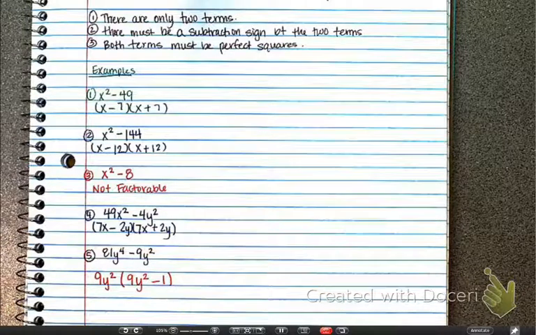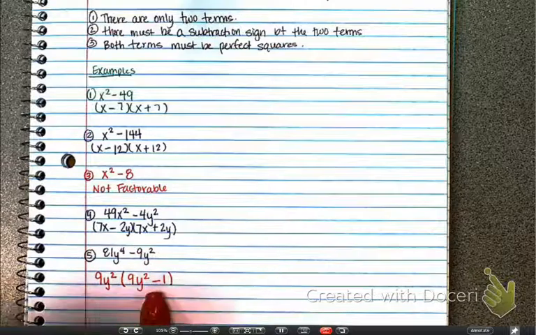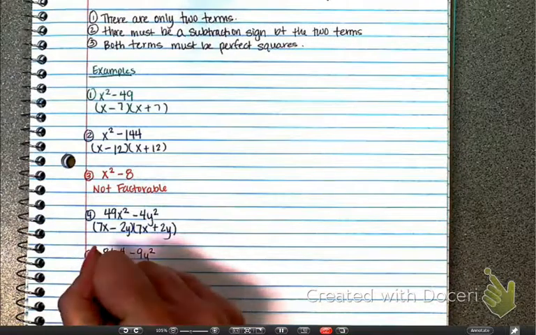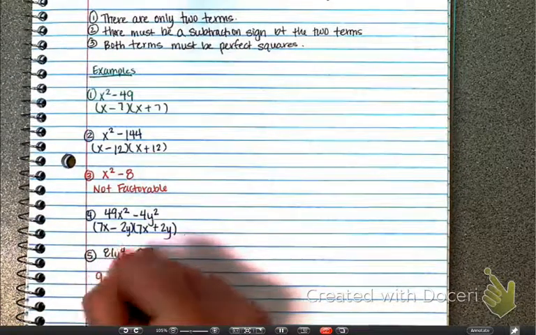Now I have to look at this. Are there 2 terms? Yes. Is there a subtraction sign? Yes. Are both perfect squares? Oh, 1 is not. What's the square root of 1? 1. So it's absolutely a perfect square.